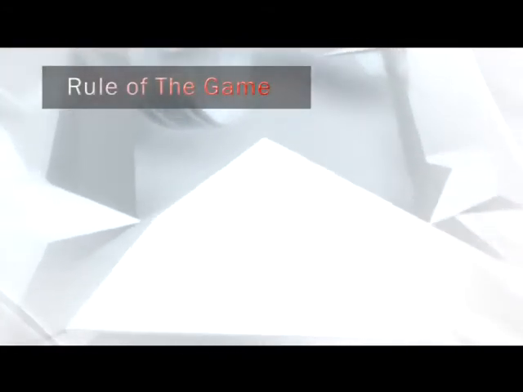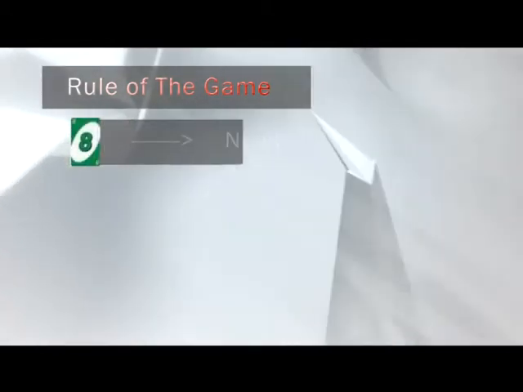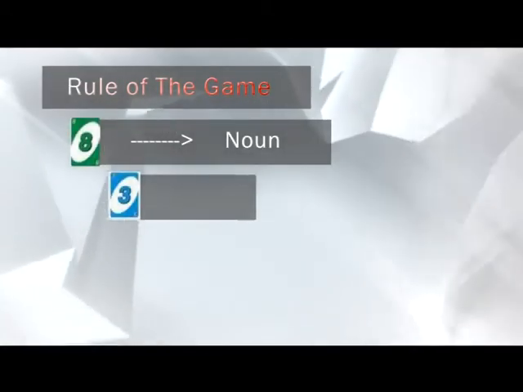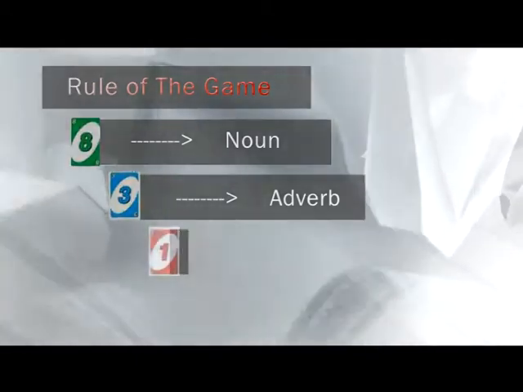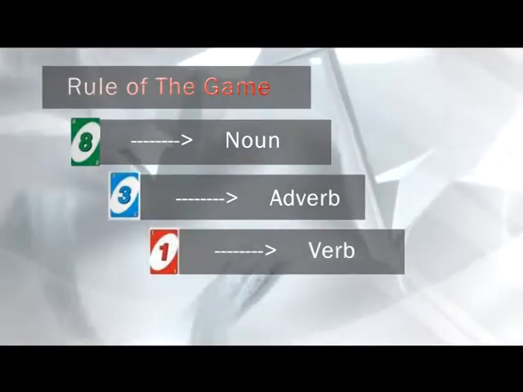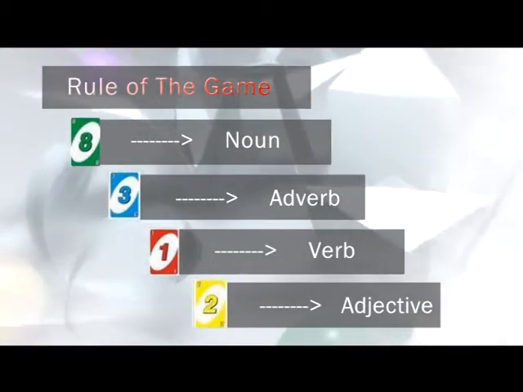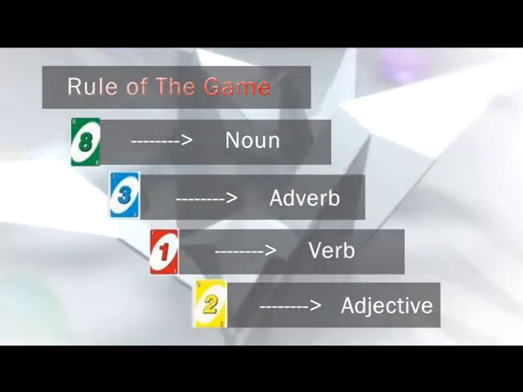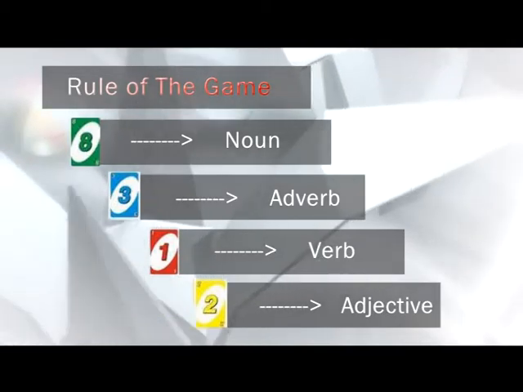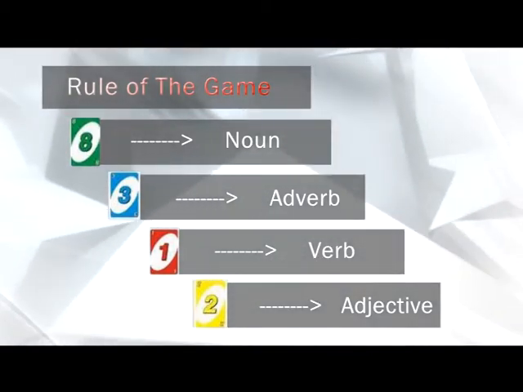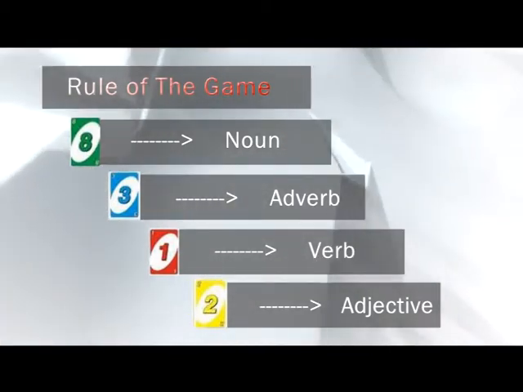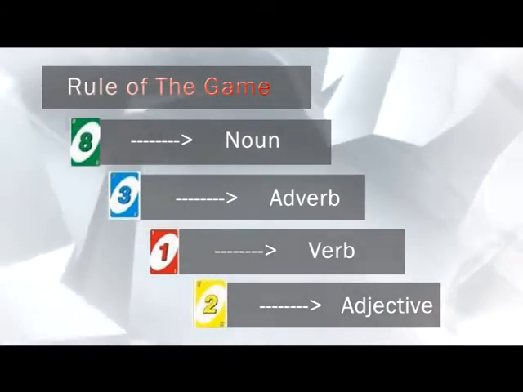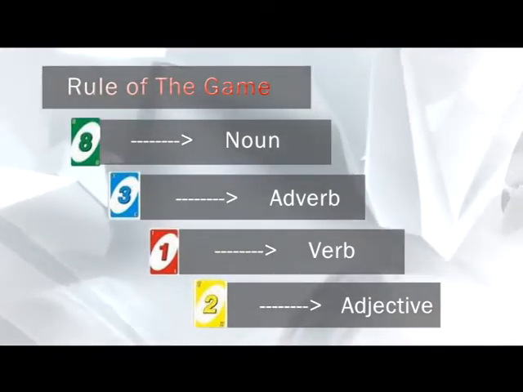Here are the rules of this game. The green card is for noun, the blue card for adverb, the red one for verb, and the yellow for adjective. The first rule is that the color of the card represents the part of speech already explained, and the number on the card represents the number of words of that part of speech that must be mentioned by students.